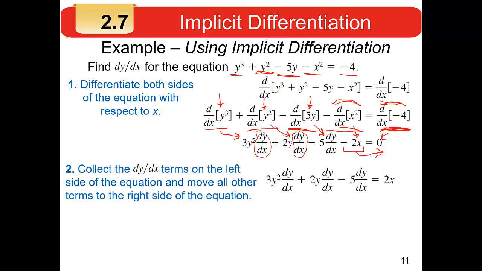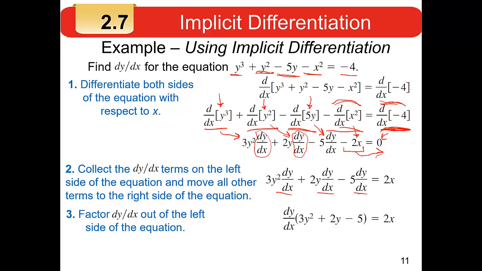And now you notice that every term on the left has a dy over dx in it. That was the goal of that step, to get all the terms with dy over dx on one side of the equation so that you can do step 3, which is to factor out the dy over dx. Since you've got a dy over dx in each term on the left, if you factor it out, you're only left with a trinomial multiplied by dy over dx equal to 2x.